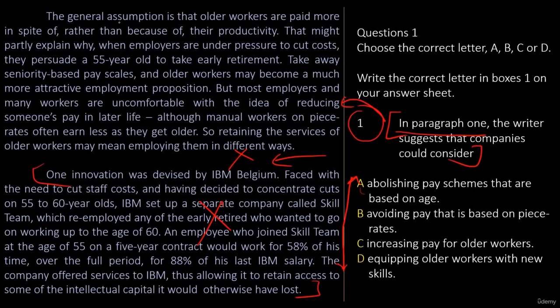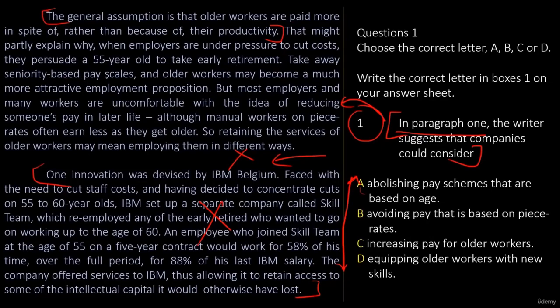The general assumption is that older workers are paid more in spite of rather than because of their productivity. That means older people are paid more, right? That might partly explain why when employers are under pressure to cut costs, they persuade a 55-year-old to take early retirement. What did you understand from this? That old people, though they are not that productive, they are costing much to the company. And when it comes to the employer, they try to kick the old people out, honestly, even before their retirement time.